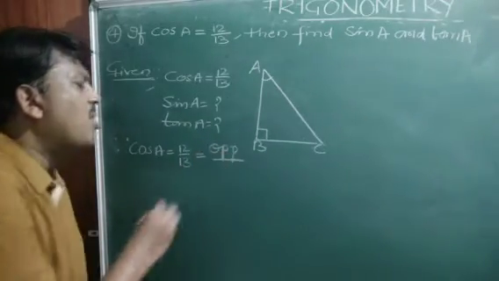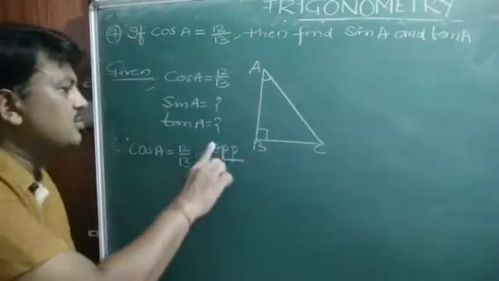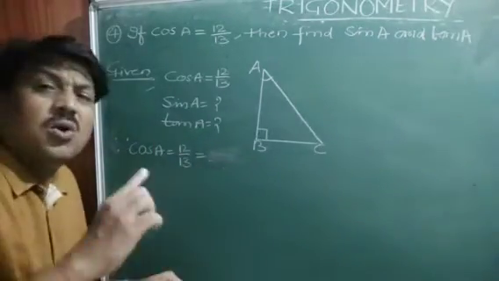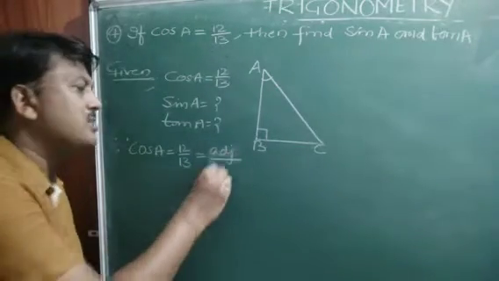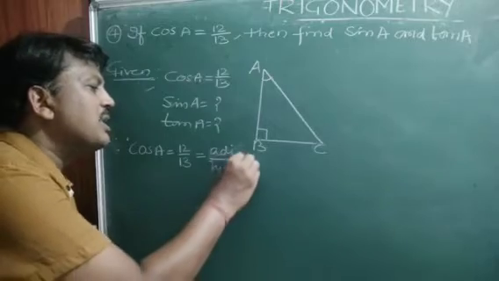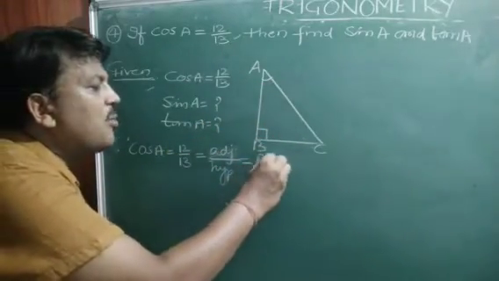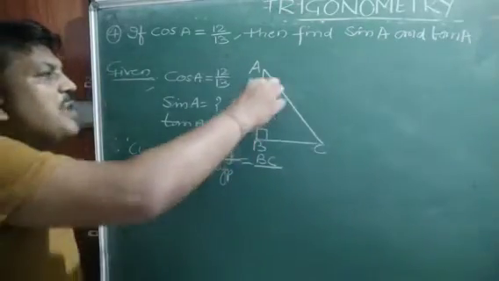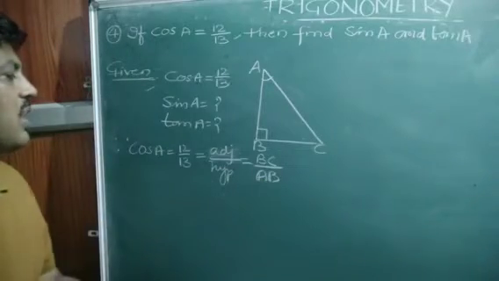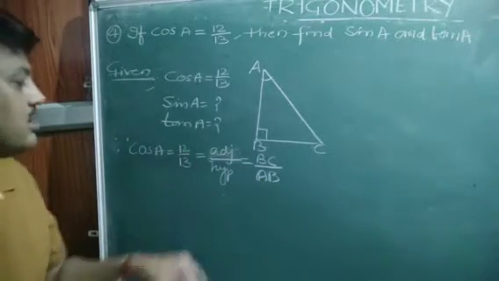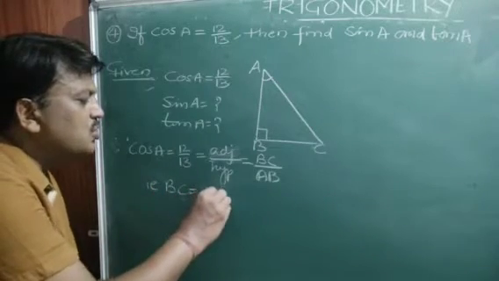Sin A is opposite upon hypotenuse, and cos A is adjacent upon hypotenuse. With respect to angle A, opposite is BC. With respect to angle A, adjacent is AB. It means, children, that BC is equal to 12K.